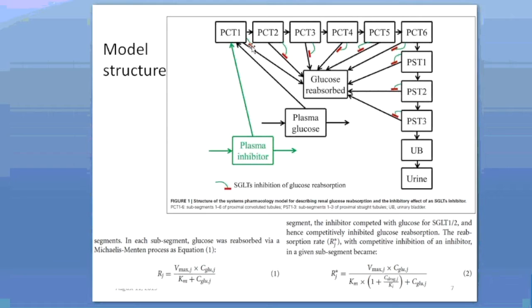The glucose reabsorption rate in each subsegment is described using this Michaelis-Menten equation. With the presence of an SGLT2 inhibitor, the Km is modified by this term, reflecting the competitive inhibition.